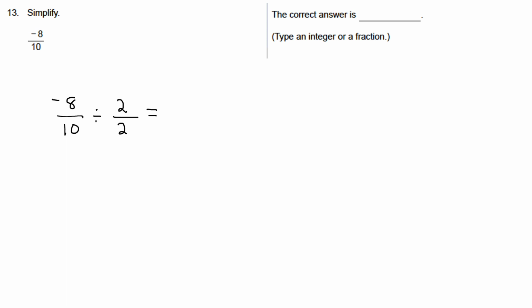So -8 divided by 2 is a -4, and then 10 divided by 2 is a +5. If you look at 4 and 5, we can ask ourselves if there's another number that we can divide 4 and 5 by evenly. So there isn't another number. That's because 5 is a prime number, so the only factors are 1 and 5. And 4 is not divisible by 5. So the simplified fraction is just -4/5.